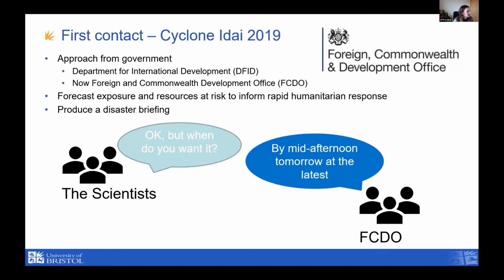So we first got into writing these bulletins as a result of Cyclone Idai in 2019. And we were approached by the UK government, who wanted a forecast of the exposure and potential resources at risk in order to help them respond to this event. And it was a bit of a rush because they contacted us and we asked them when they wanted this by, and they said by mid-afternoon tomorrow at the latest. So this was the day before the cyclone hit Mozambique.